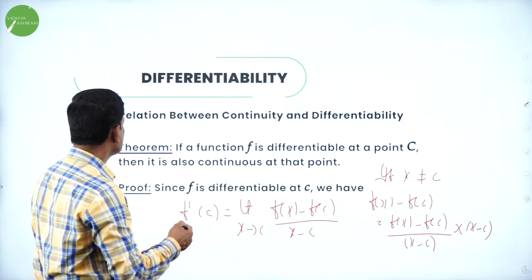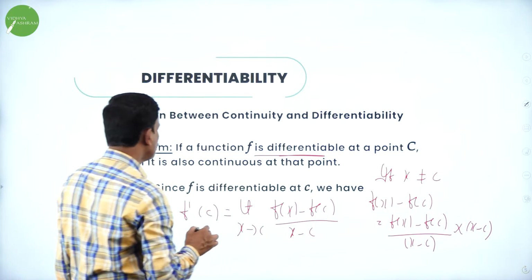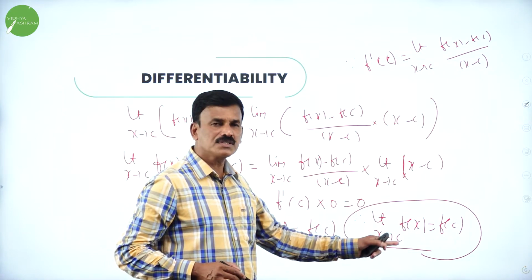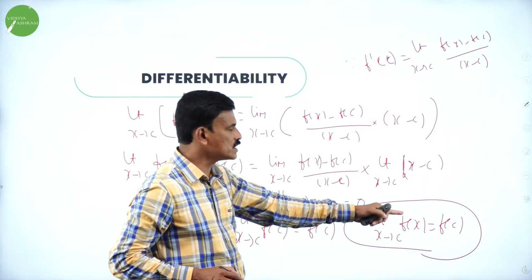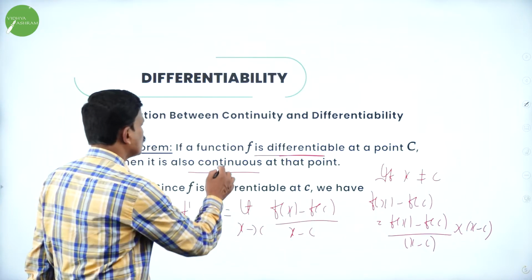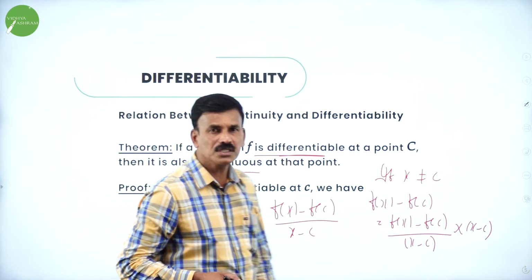So, what is the conclusion? A function f which is differentiable at any point C is also continuous at that point. The final conclusion is that a differentiable function at C is also a continuous function.